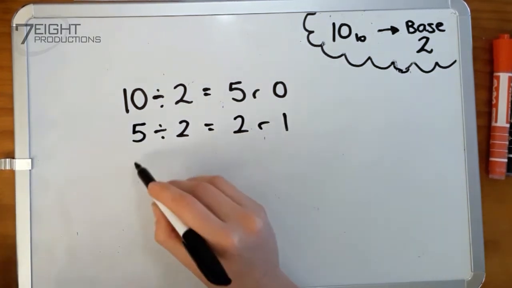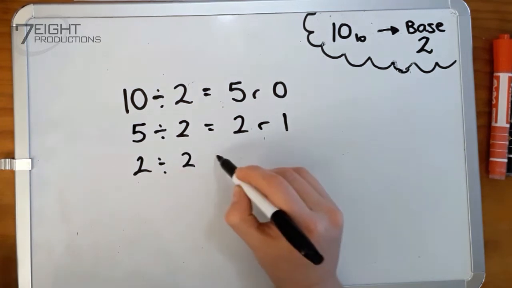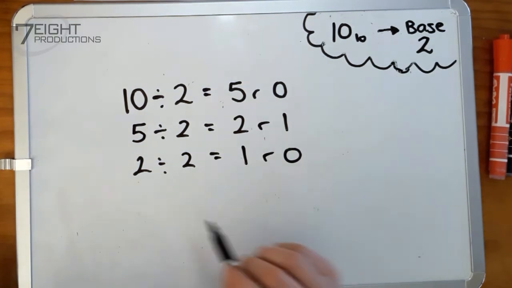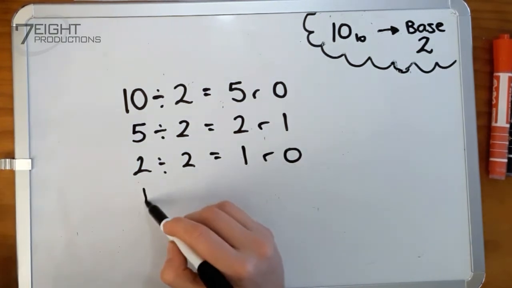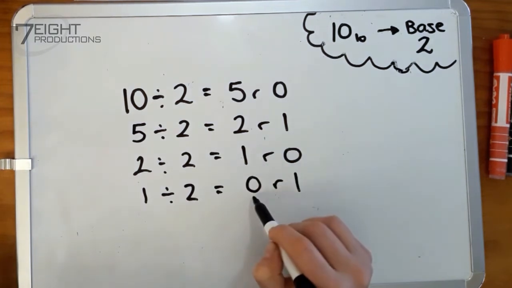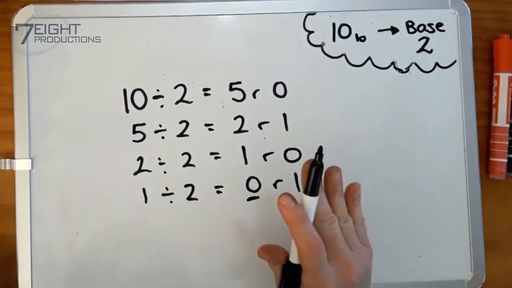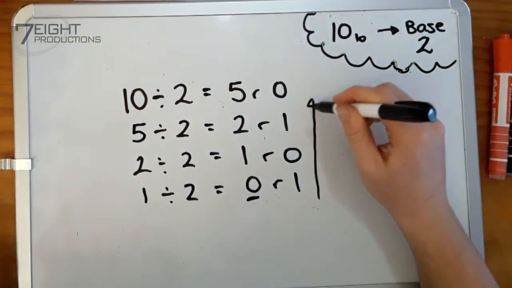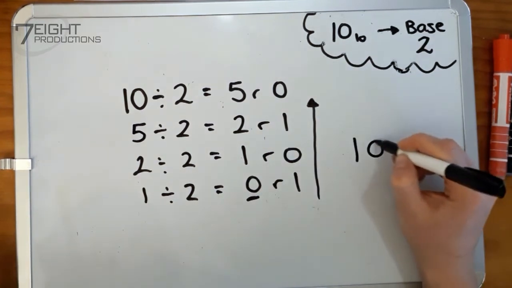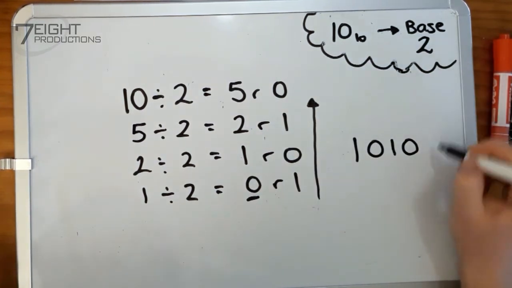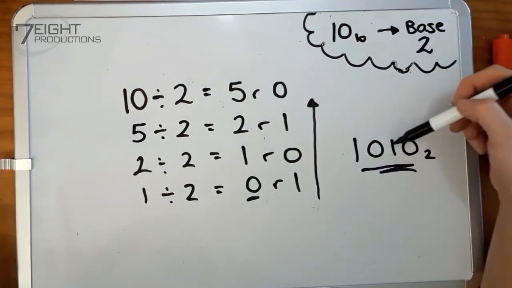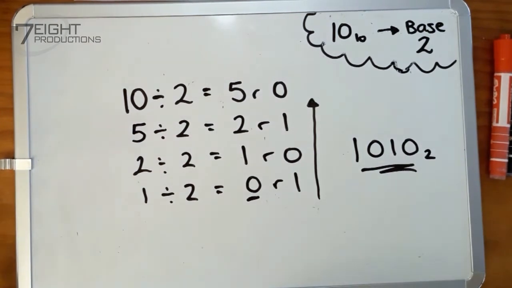We take the whole number 2 and divide it by 2. 2 divided by 2 is 1, remainder 0. Then we take the whole number 1 and divide it by 2, and we have 0, remainder 1. Now as soon as we get to 0 on the whole numbers, we stop. And we're going to read our number up this way, from the bottom, the very last one up. And we have 1, 0, 1, 0, and this is base 2. Final answer. 10, base 10 is equal to 1, 0, 1, 0, base 2.